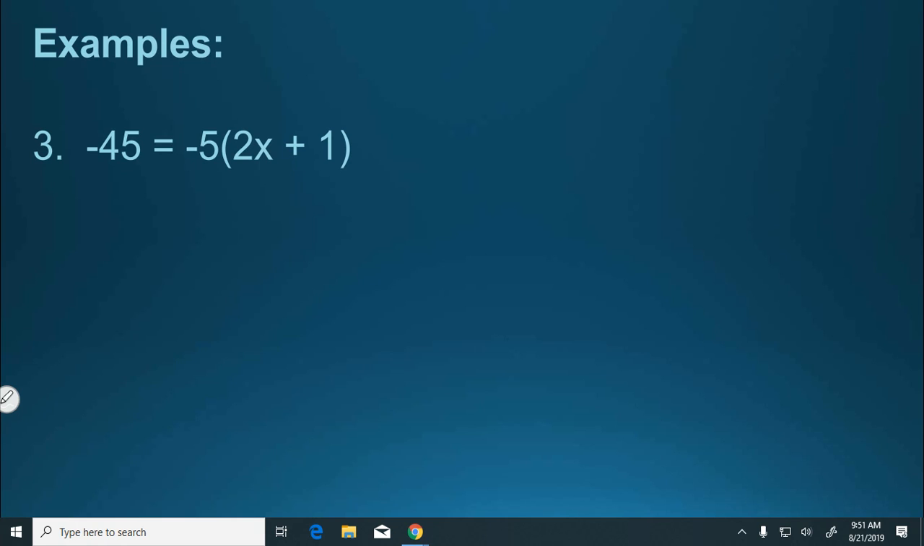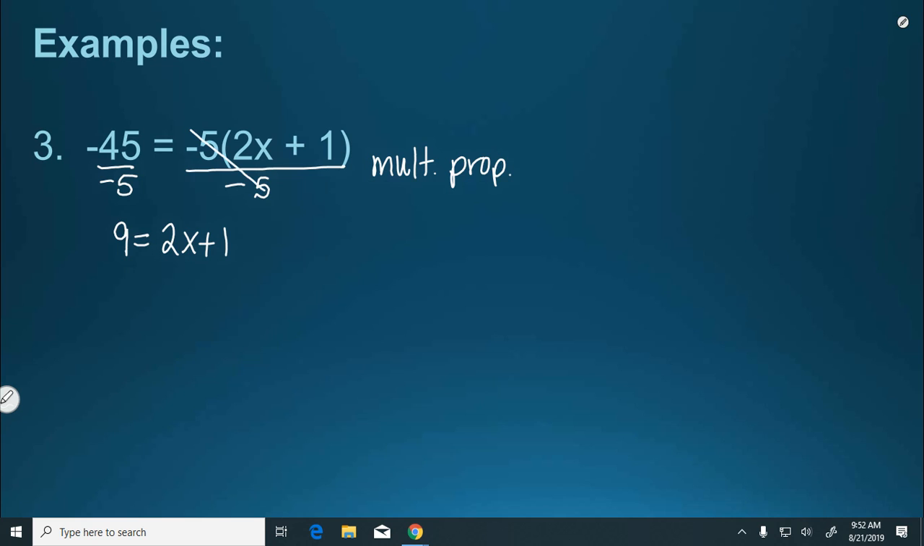Since we just have negative 5 times 2x plus 1, instead of distributing the negative 5, since there's nothing like plus 20 on the end here, I can just right away divide this whole thing by negative 5, which would be the same as multiplying by negative 1/5. So I'm using the multiplication property of equality. I'm going to abbreviate multiprop, multiplication property. By doing that, I get 9 equals 2x plus 1, because negative 5 over negative 5 is just 1, so it cancels out.